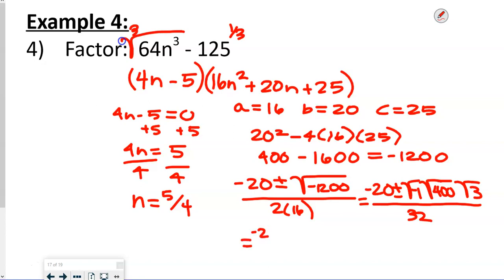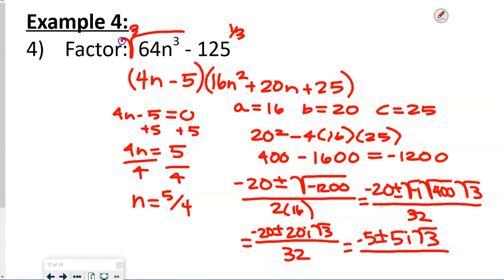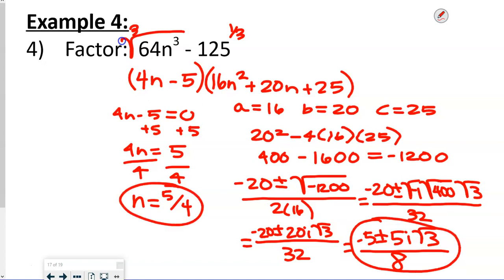So now let's go ahead and simplify this. We get negative 20 plus or minus, that's going to be 20i square root of 3 over 32. So we have to ask ourselves, what's the GCF of 20 and 32? That would be 4, so I'm going to divide 4 into both. So that would give me negative 5 plus or minus 5i square root of 3. And then 4 goes into 32 8 times. So there's our other two solutions. So we get one real, two imaginary.